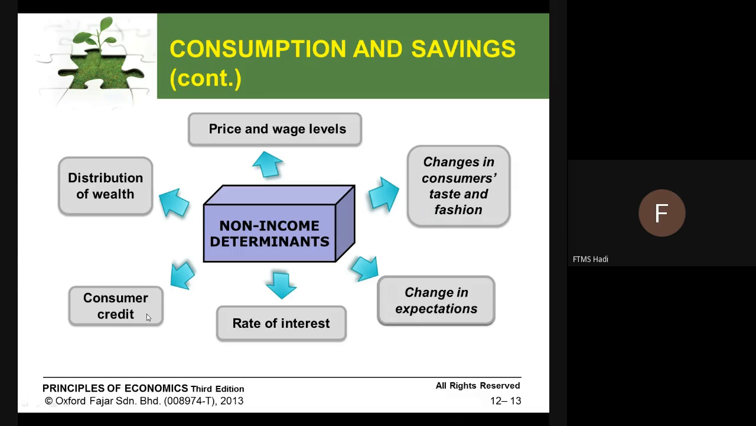And then consumer credit. Lagi banyak hutang, the more debt, the more credit the consumer has, the consumption will be higher. That will make savings less. Distribution of wealth: we want to reduce the gap between the poorer and the richer. So that is how.